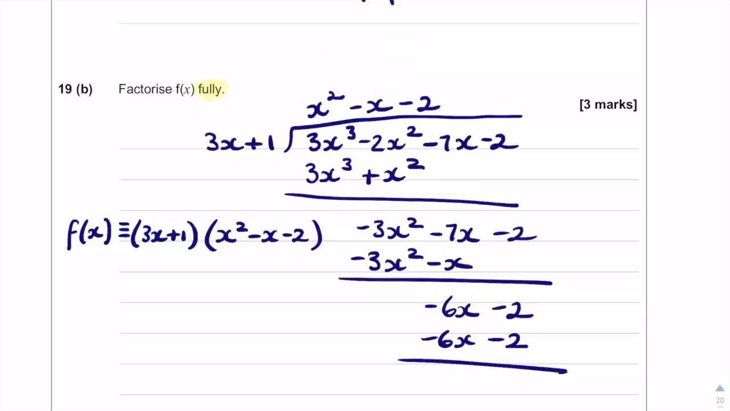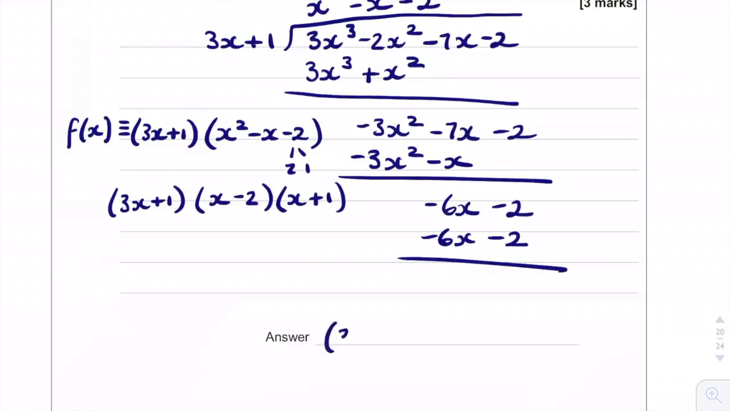Okay, so we factorise this quadratic term, we're going to have factors of 2 and 1, and that is going to end up simplifying to x minus 2 all multiplied by x plus 1. Because if we expand this, we get x squared plus x minus 2x, which gives us minus x, and minus 2 times 1, which is minus 2. So that factorises. So therefore, 3x plus 1 multiplied by x minus 2 multiplied by x plus 1 is function x in its fully factorised form. So this is our final answer.